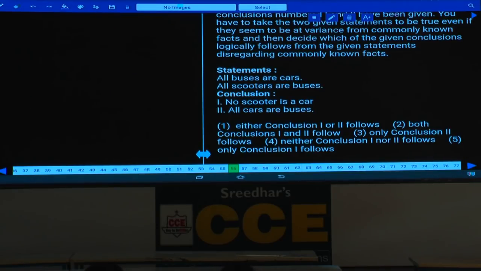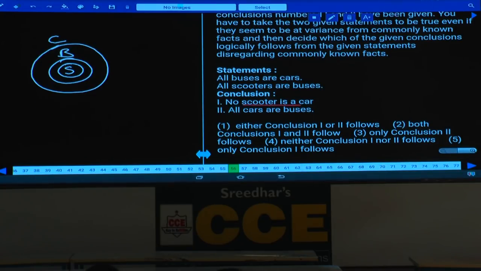Now question number 56. All buses are cars. These are the buses, which are cars. All scooters are buses, and all buses are cars. Then no scooter is a car. No scooter is a car is definitely false, because all scooters are cars is true. No scooter is a car will be false.